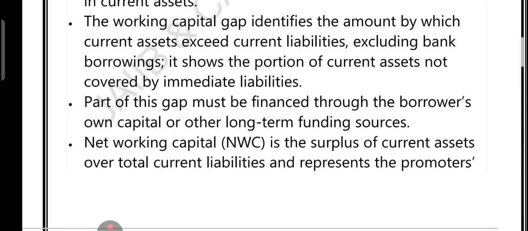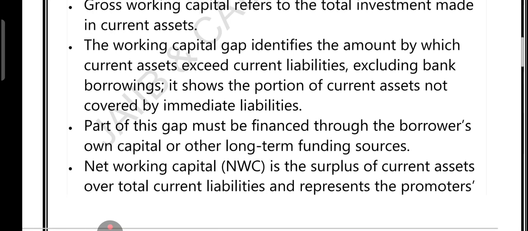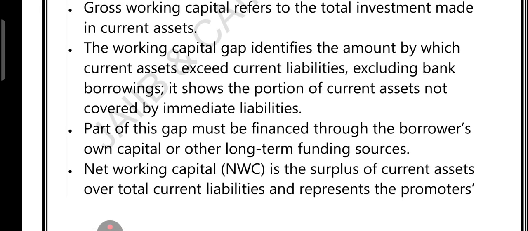And then we have the working capital gap. This gap reveals the part of the assets that must be financed by the business itself or other long-term sources, right? So how to find the WCG? Current assets minus current liabilities, excluding bank borrowings, reveals the part of the assets that must be financed by the business itself or other long-term sources. That is called the working capital gap.